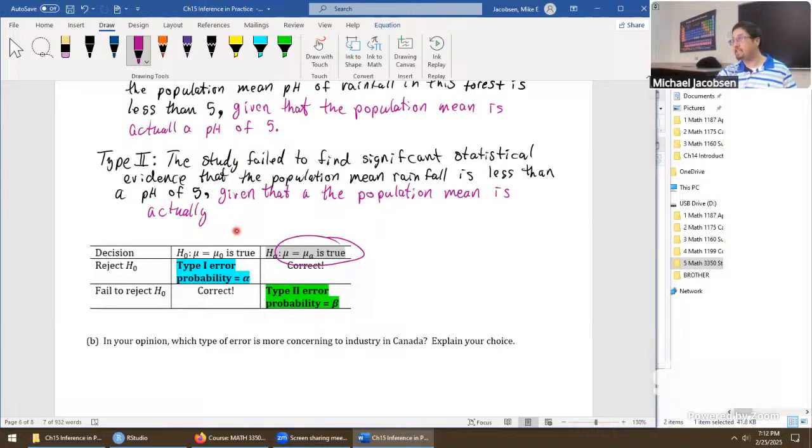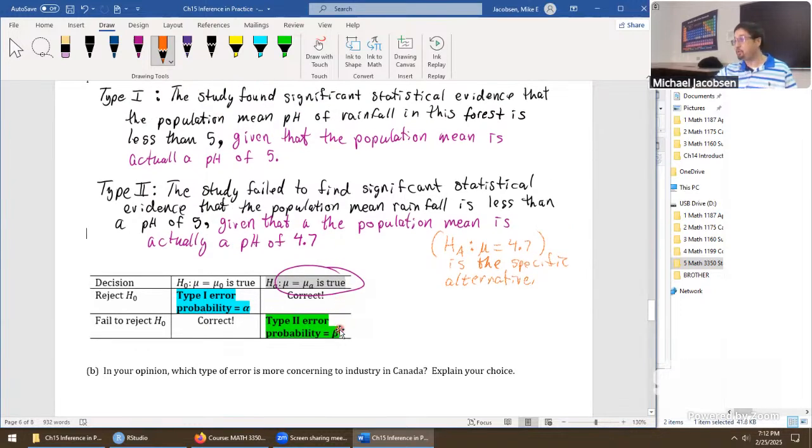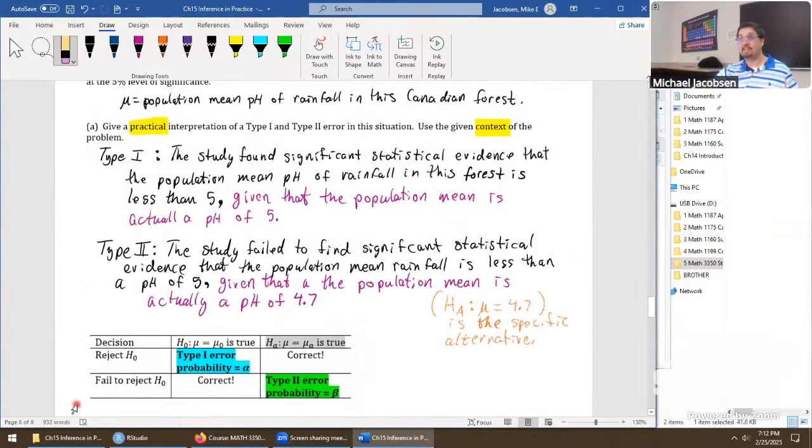Given that the population mean is actually a pH of 4.7. And let me just say here in parentheses, HA: mu equals 4.7 is the specific alternative, which will enable us to actually calculate the probability of a type 2 error, beta, which gets us to our ultimate objective, calculating the power of the test.